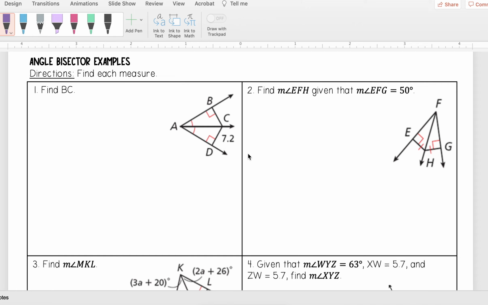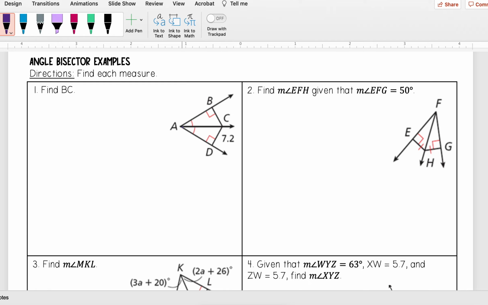So for this video, we're going to go through some examples of applying the angle bisector theorem and its converse. So for number one, I want to find the length of BC. And so I have this figure right here, and I'm looking to see whether I'm going to be using that angle bisector theorem or its converse.